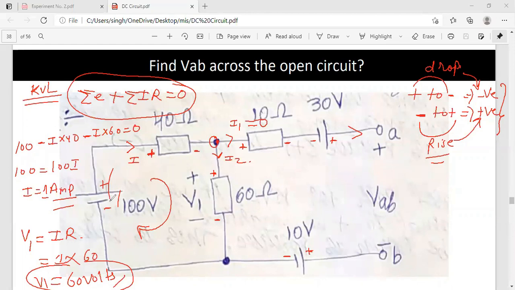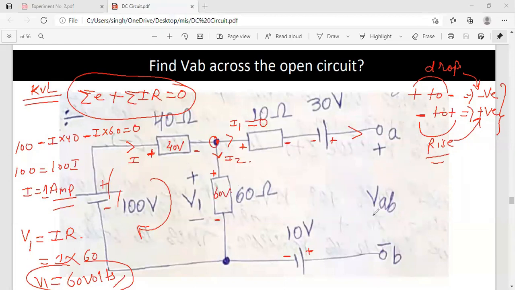So you can see here in this circuit, 100 volt is divided between the 40 and 60 ohm resistors, where 1 ampere of current is flowing. So you can see that the rise in potential is exactly equal to the summation of drops in potential: 60 volt, 40 volt. So here we will have 40 volt, here we are having 60 volt. So this value is correct.